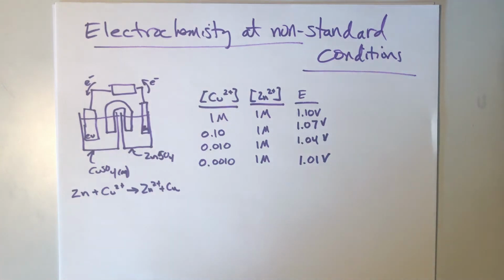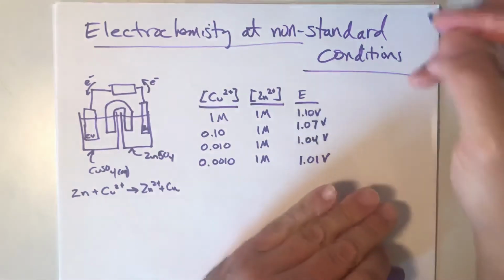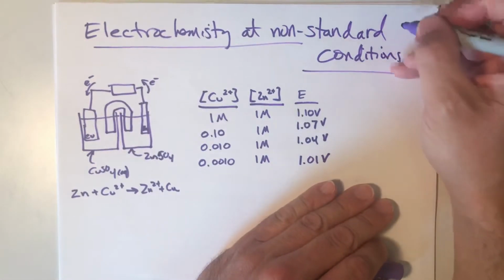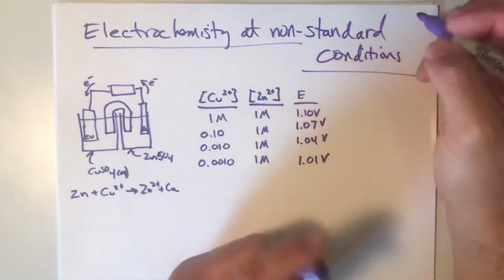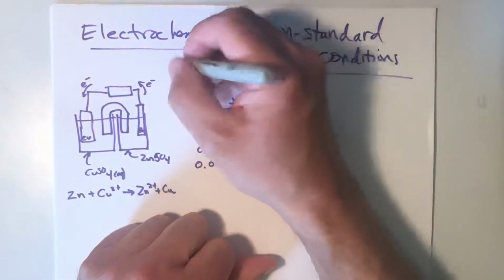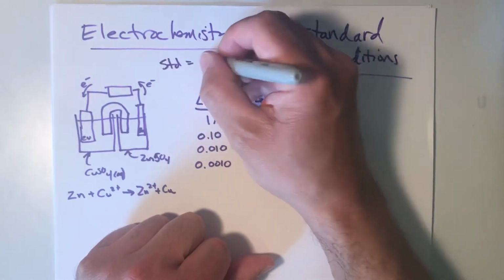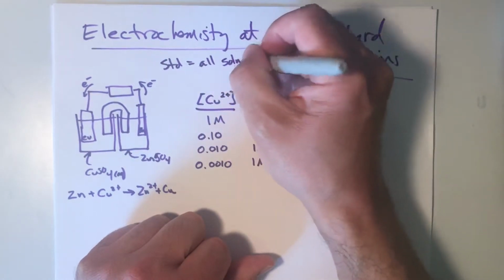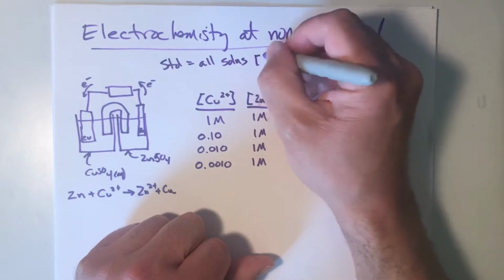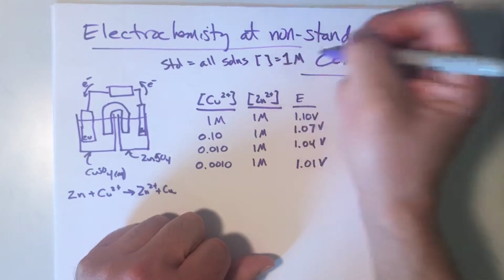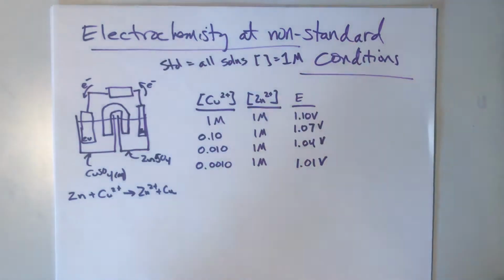In this video, we're going to look at electrochemical reactions occurring at non-standard conditions. What we mean by non-standard conditions is that the concentrations of all the solutions are not 1 molar. So normally we assume standard here usually means that all solutions have a concentration of 1 molar. All right. So what happens when we stray from that assumption?